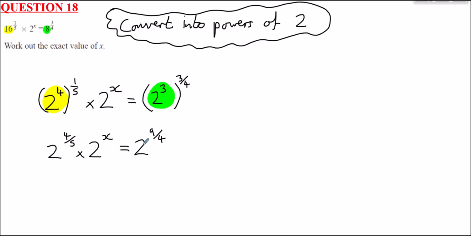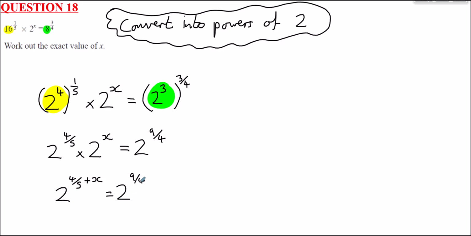One final rule we need to know for indices is when the base values are the same, which these are now, if they're all base 2, now I'm doing one power multiplying by another power, I can simply add these little powers together on top of the same base. So as a single power of 2, I can just add together 4/5 and x. So 4/5 plus x equals 2 to the power 9/4.